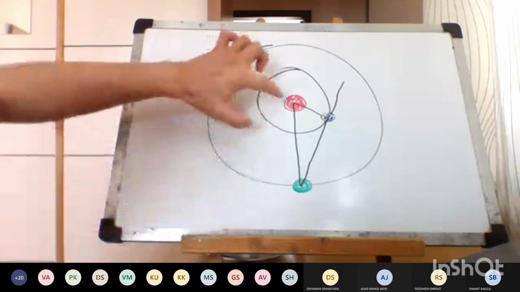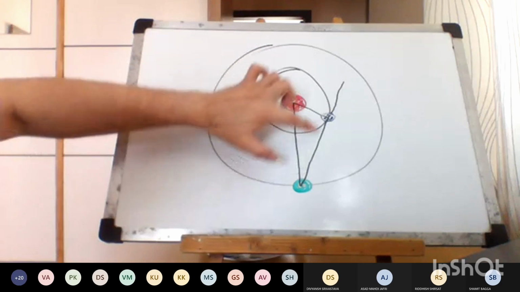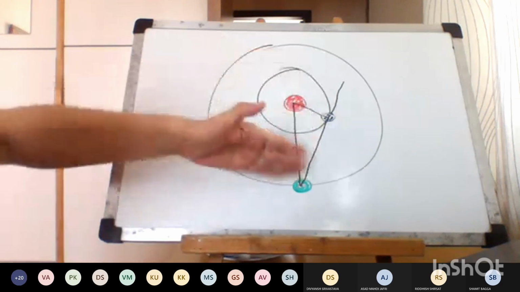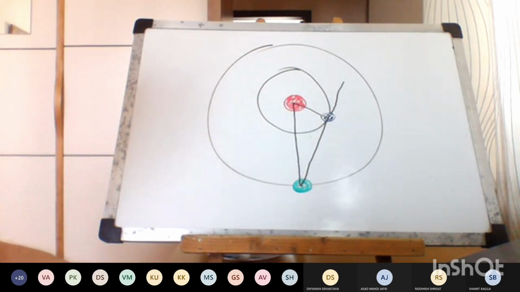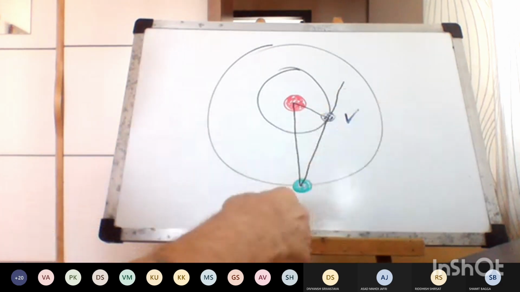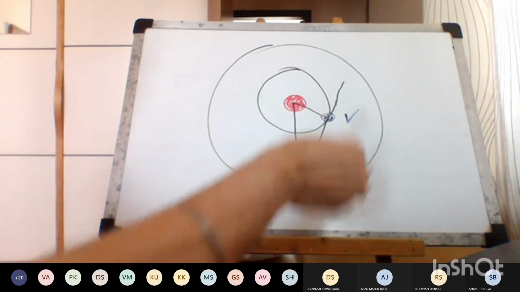Okay. This is the Sun, the red one. The green one is the Earth, and Venus is the blue one. We said that Venus is going around, and we will imagine the Earth is stationary. So Venus, the Sun and the Earth.